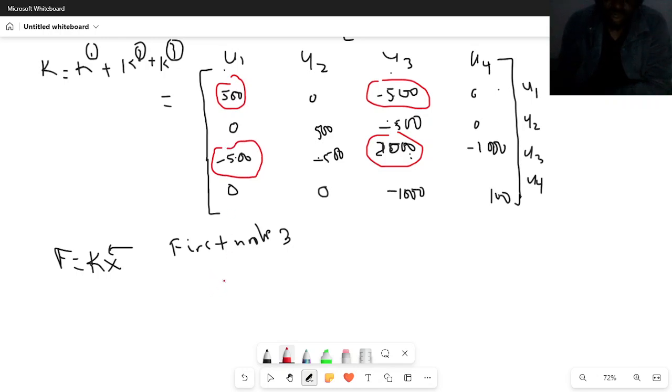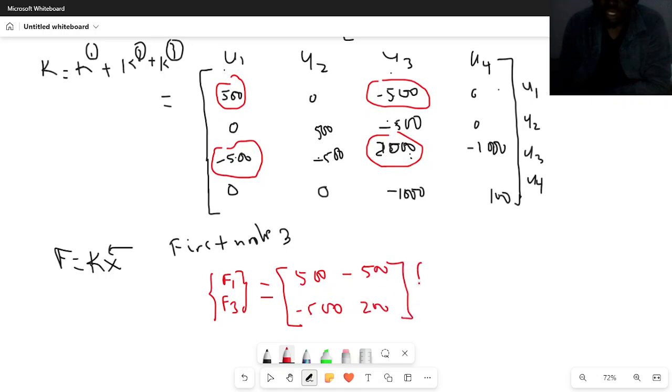So between 1 and 3, we're going to have forces. Let me write F1, let me write F3. Follow this formula like this. To be equal to our matrix here: 500, minus 500, minus 500, 2000, everything multiplied by the displacements u1 and then u3. Remember, this one is also u1 and u3.